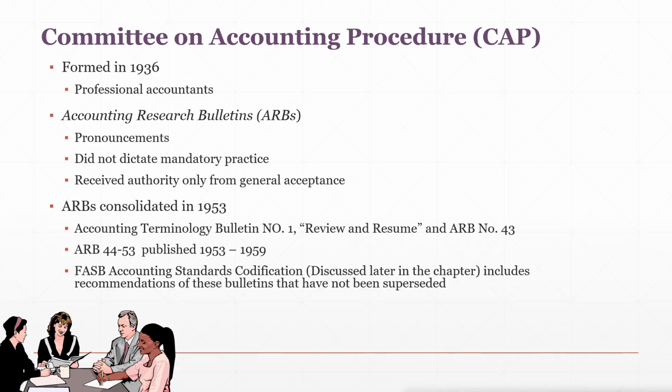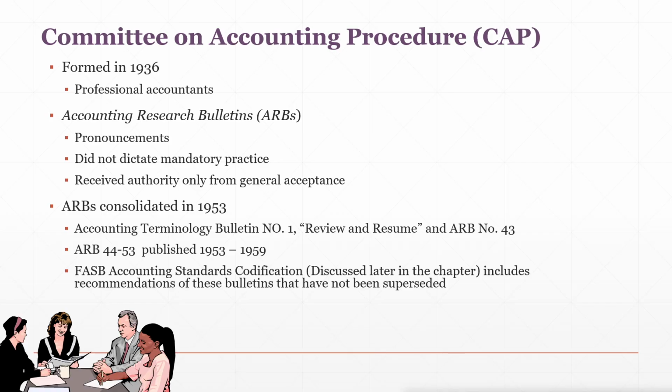What about the Committee on Accounting Procedure? This was also formed in 1936, made up of professional accountants, and they released accounting research bulletins. They did not dictate mandatory practice, and they received authority only from general acceptance.